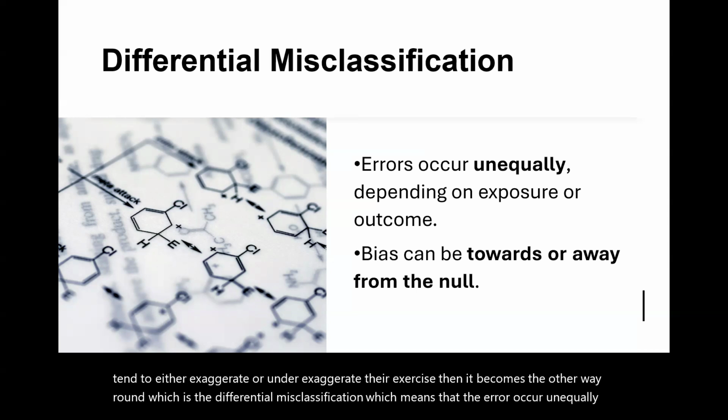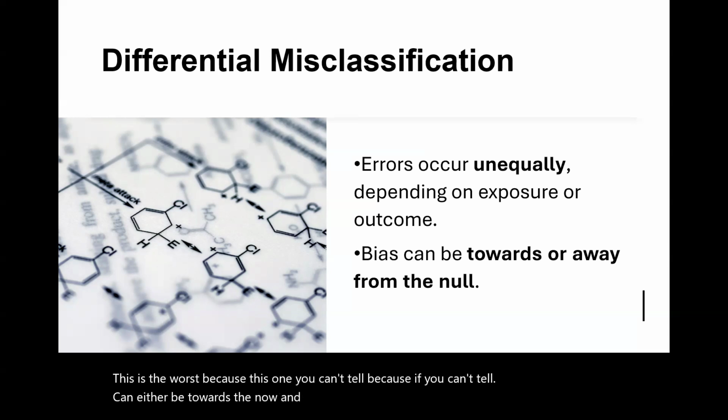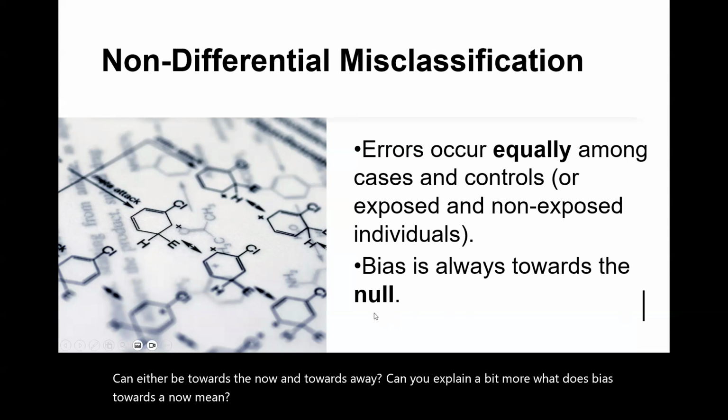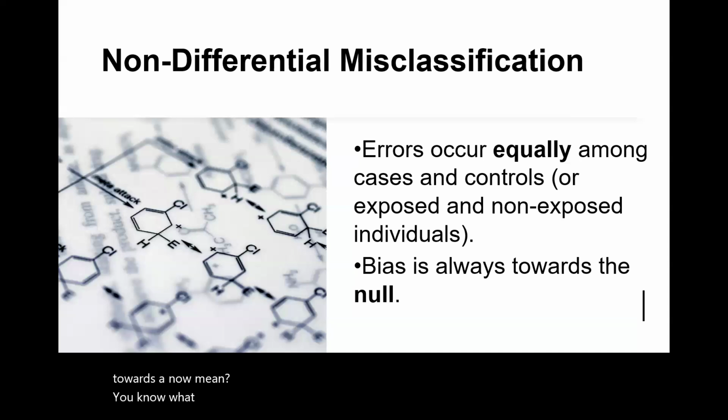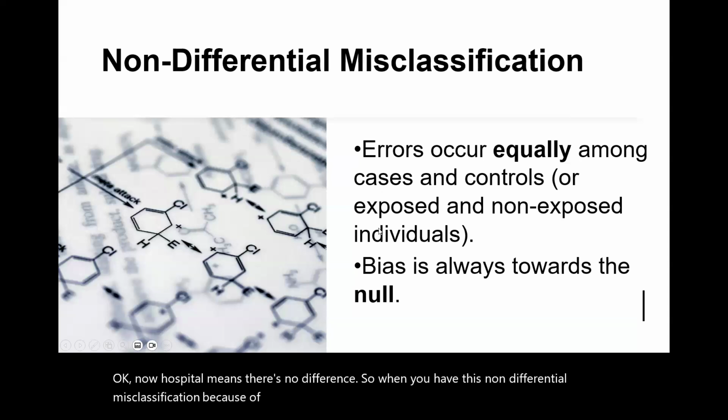This is the worst because you can't tell. If you can't tell, it can be either towards the null or away. Maybe I explain a bit more. What does bias towards the null mean? You know what a null hypothesis is? Null hypothesis means there's no difference. So when you have non-differential misclassification, it usually biases you towards the negative, meaning you cannot detect a difference. So this is very conservative.